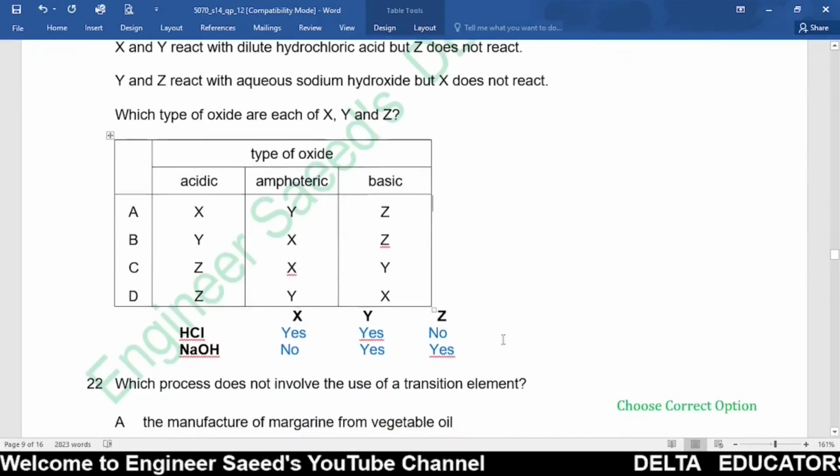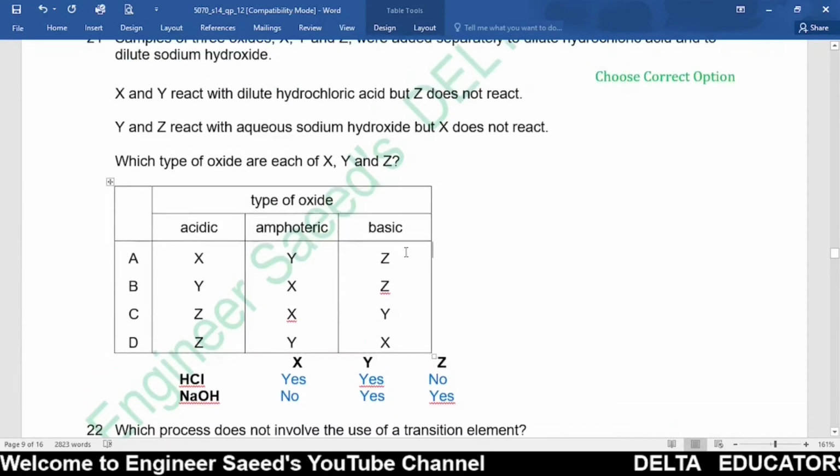Here we have three oxides X, Y and Z. The condition is given here. Hydrochloric acid reacts with X and Y, but hydrochloric acid does not react with Z. So here HCl reacts with X and with Y, but it does not react with Z. Now sodium hydroxide reacts with Y and Z, but it does not react with X.